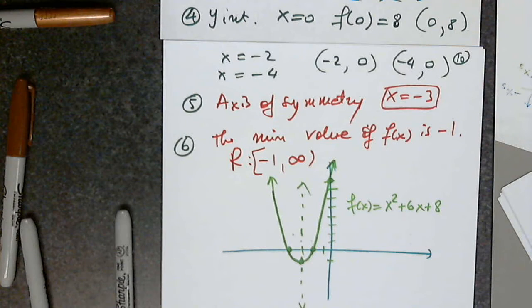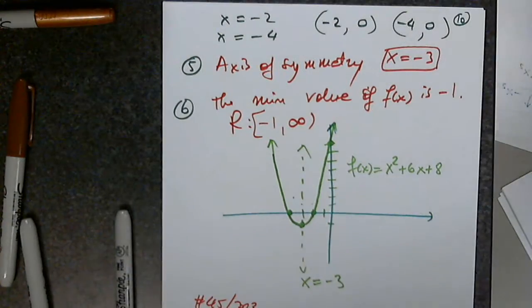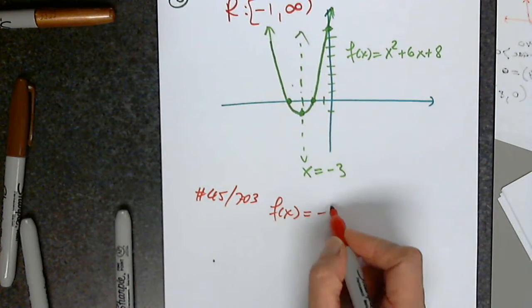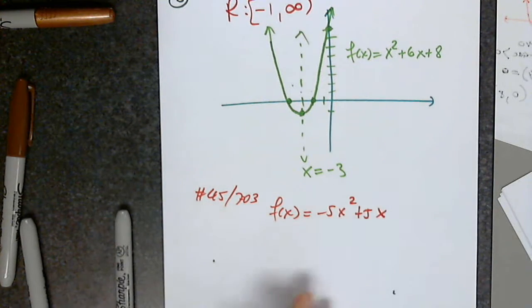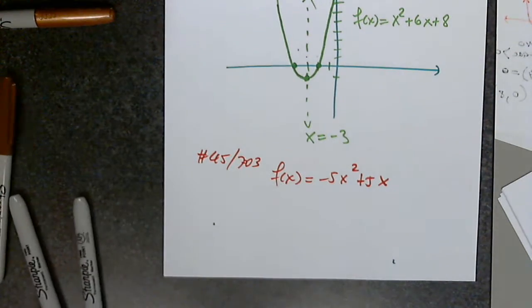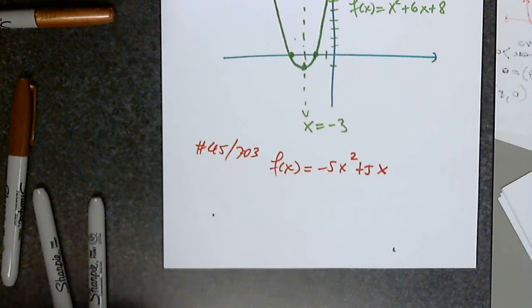So let's choose another function, and then I'd like to look at some word problems here, which are very important. Okay. Let's choose, let's say, number 45 on page 703. On page 703, f of x equals -5x squared plus 5x. Not all functions are as friendly as the first one was.